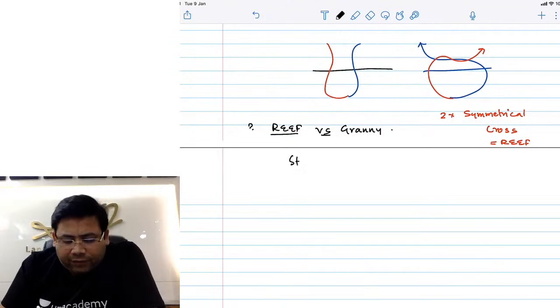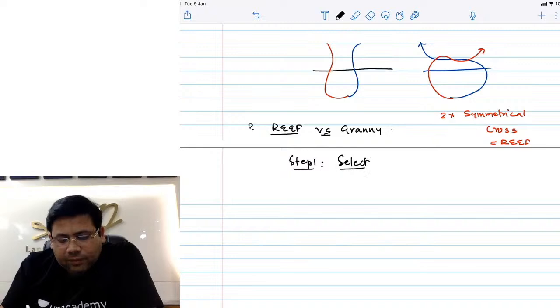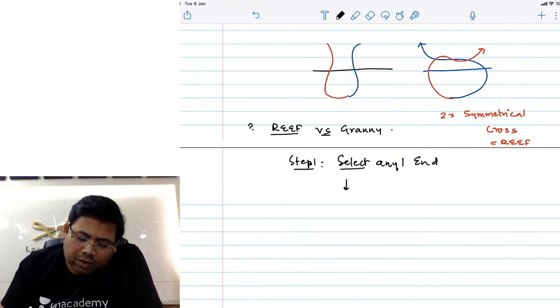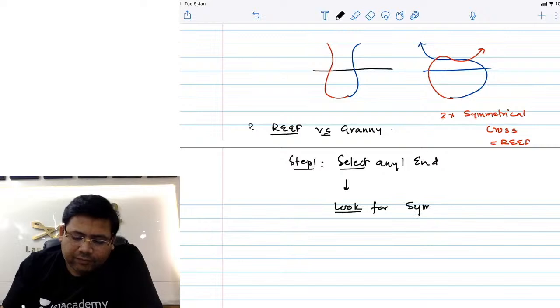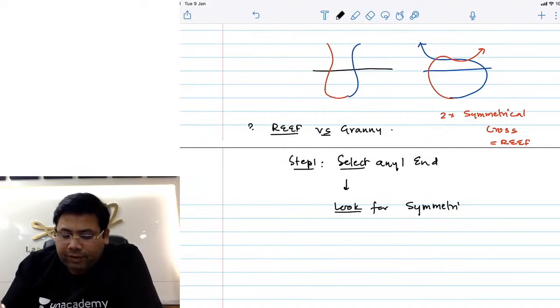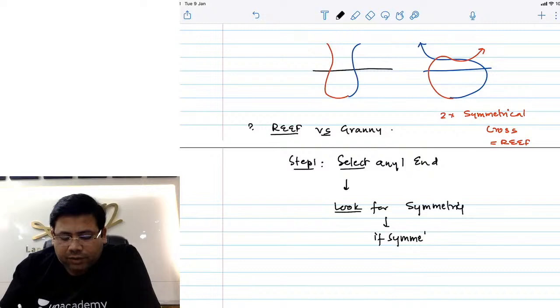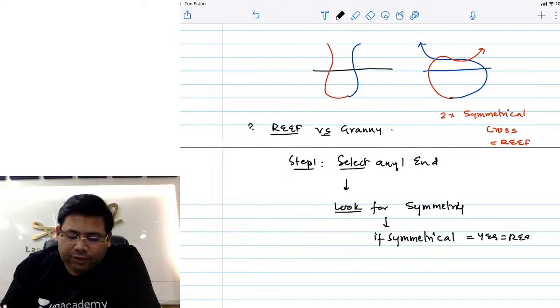So, steps for identification. Step 1: select any one end. And then look for symmetry. If it is symmetrical, then that is a what, students? Then that is a reef knot. And if it is not symmetrical, then that is a granny's knot. Let us try to see this.